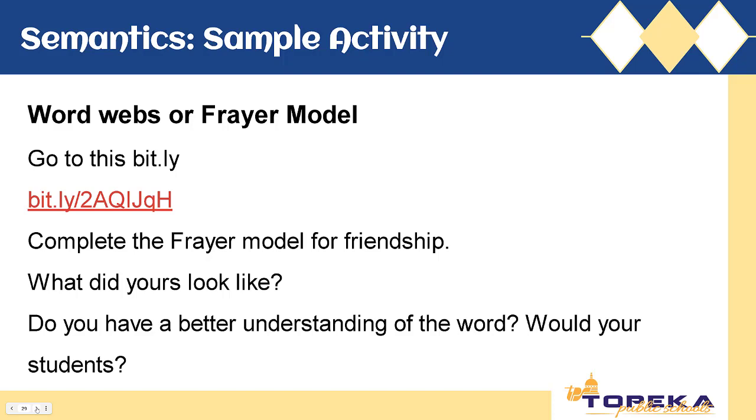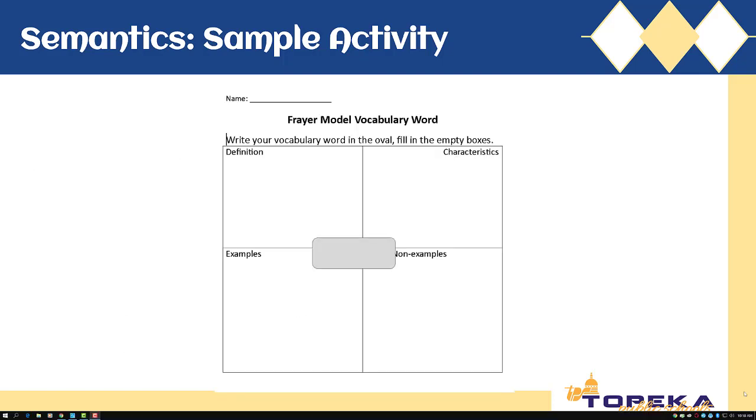Another excellent activity is a word map or a Frayer model. You'll see a link to a bit.ly, and you can click on that bit.ly, and we are going to work through what this might look like for the word friendship. In a Frayer model, there are 4 elements: definition, characteristics, examples, and non-examples. The link on the bit.ly will take you to this Frayer model.